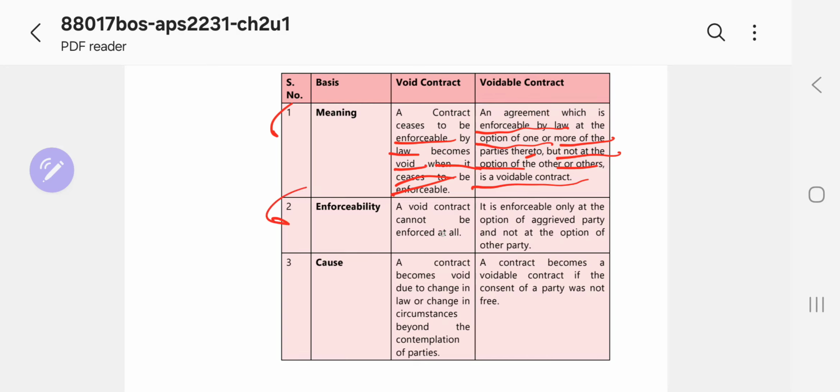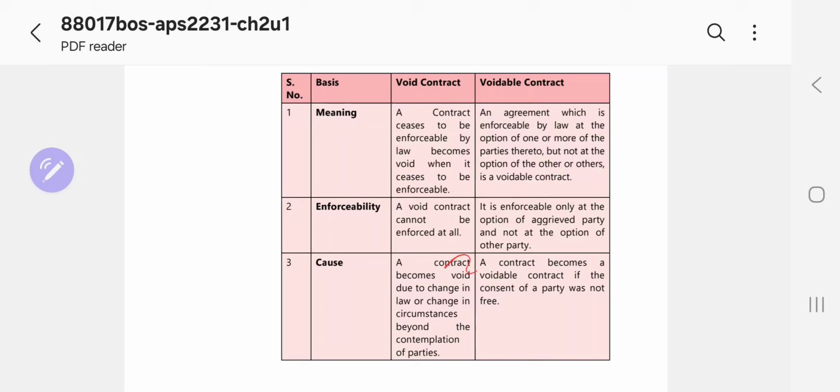Enforceability. A void contract cannot be enforced at all. A voidable contract is enforceable only at the option of the aggrieved party and not at the option of the other party. Please note that this is an important MCQ point. Okay, this is an important MCQ point. This may be asked in your exam, so prepare accordingly.